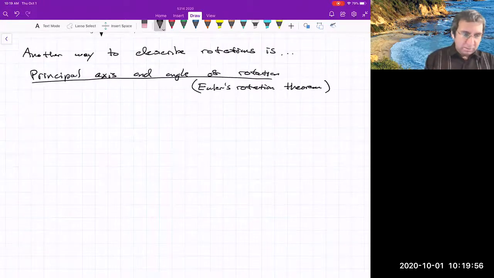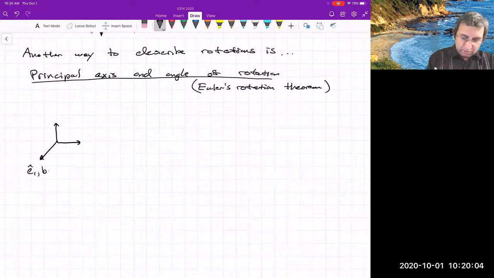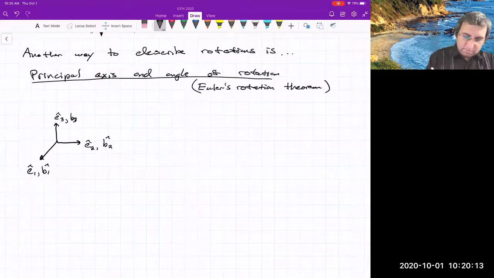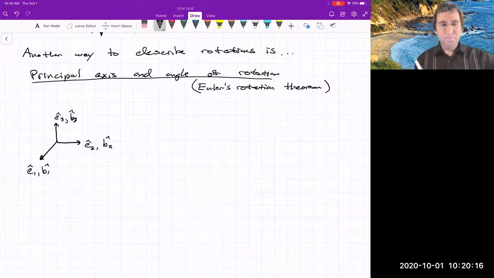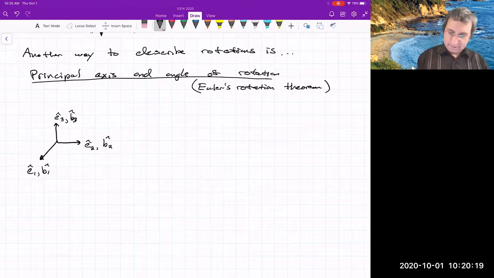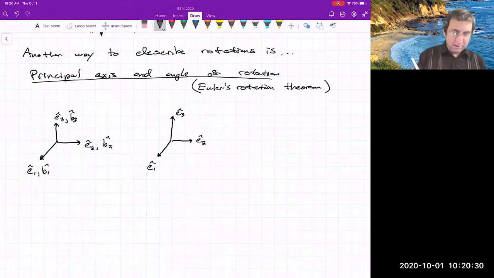So the idea is if you have your 2 frames initially lined up, so let me just draw the 2 frames initially lined up. So I've got my E1 and B1, E2 and B2, E3, B3. If they're initially lined up, then the B unit vectors are rotated with respect to the E unit vectors. So let me write the E unit vectors as just sort of staying still. The B unit vectors are in some other place, in 3D.